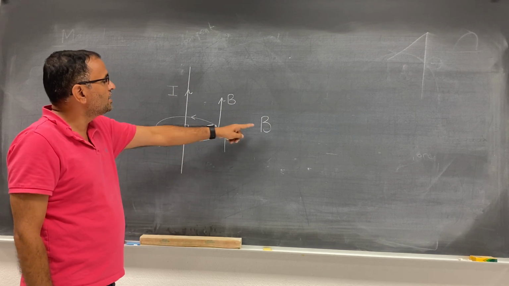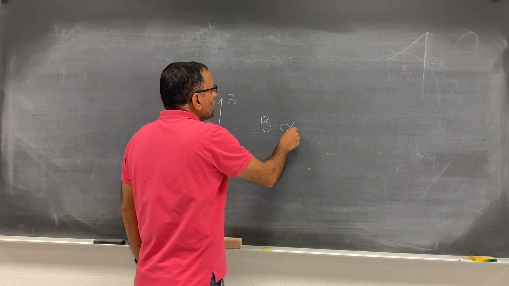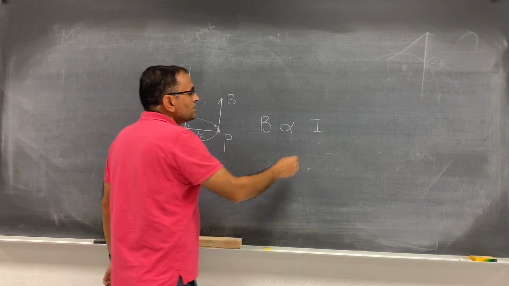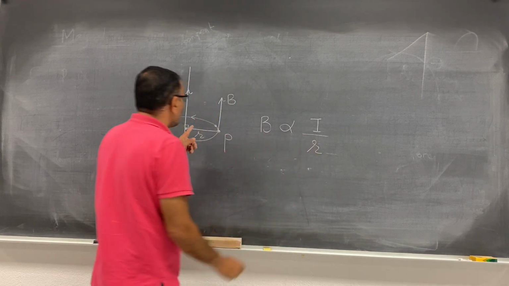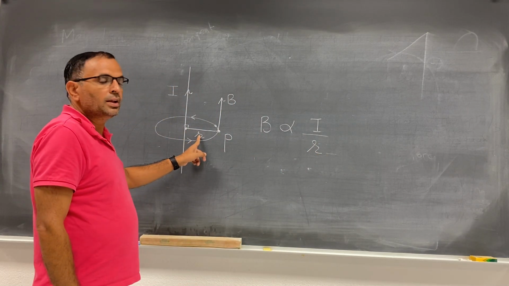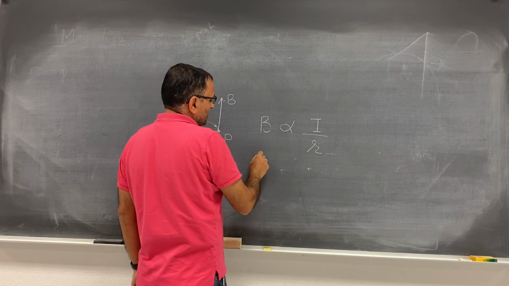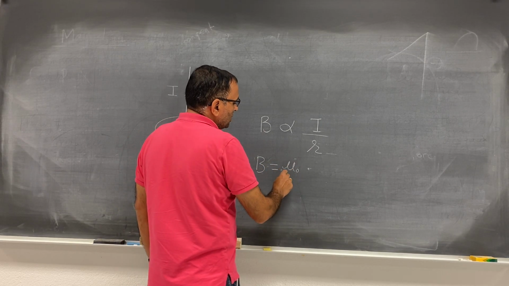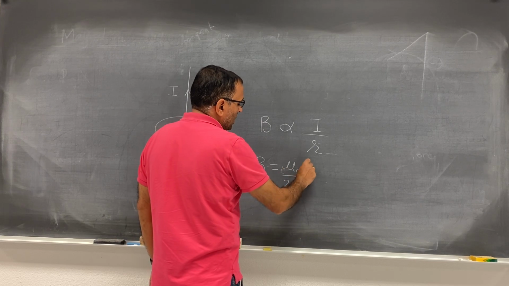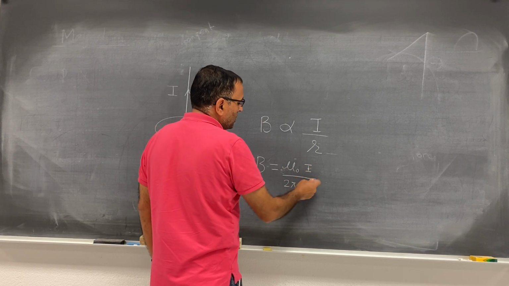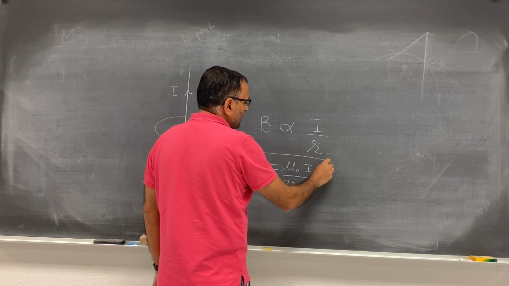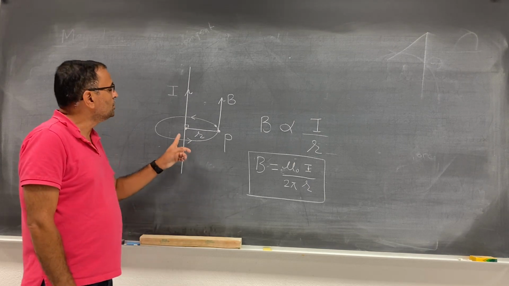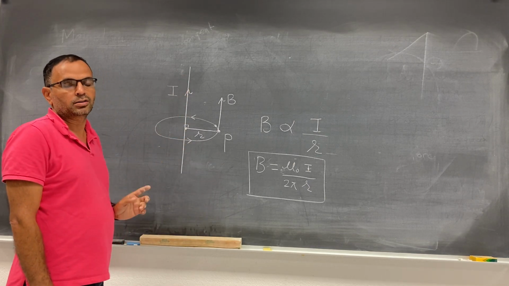The magnetic field B is directly proportional to the current, and inversely proportional to the distance R. Okay, and this is the proportionality sign, so you can write the magnetic field B equal to mu naught divided by 2 pi, I divided by R. So the formula is mu naught I divided by 2 pi R. You can use this formula to calculate the magnetic field due to a current carrying conductor.